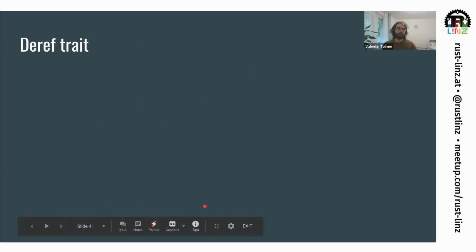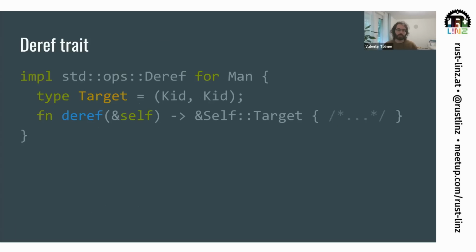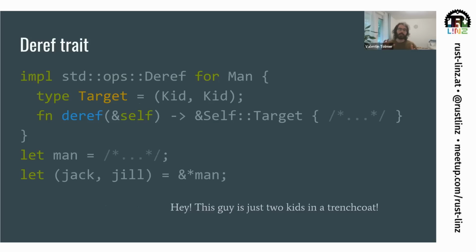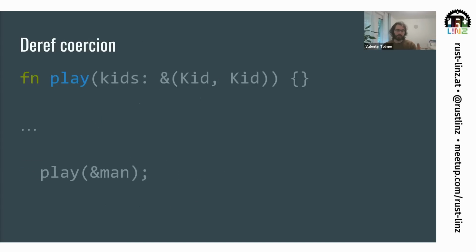I'll quickly skip over the Deref trait because it's not super important, but basically you can specify what it means to dereference a type. So for instance, when you have a man, you can dereference it into two kids, and hey, it's just two kids in a trench coat. And you can pass a man to a function that expects two kids because the compiler will just dereference it on its own.